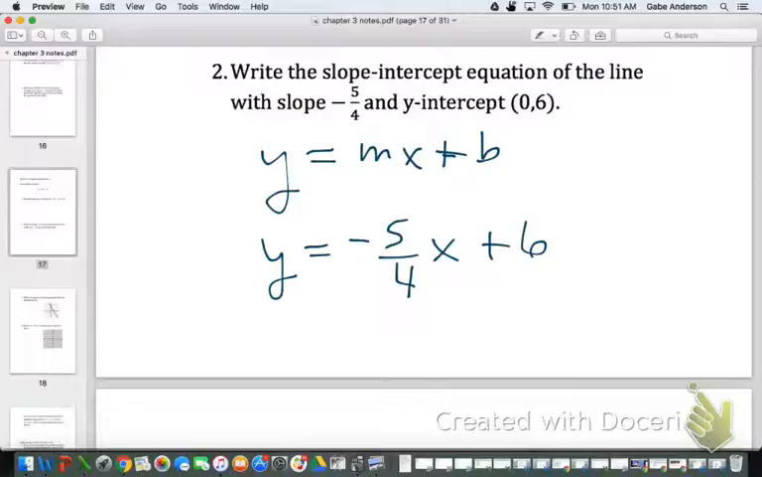Okay, Ellie, did you agree with that? Yes. You do agree with that. How about the rest of you? Yes. Good. That's definitely correct. So we want to be able to take that information, put it together to find our slope-intercept equation.